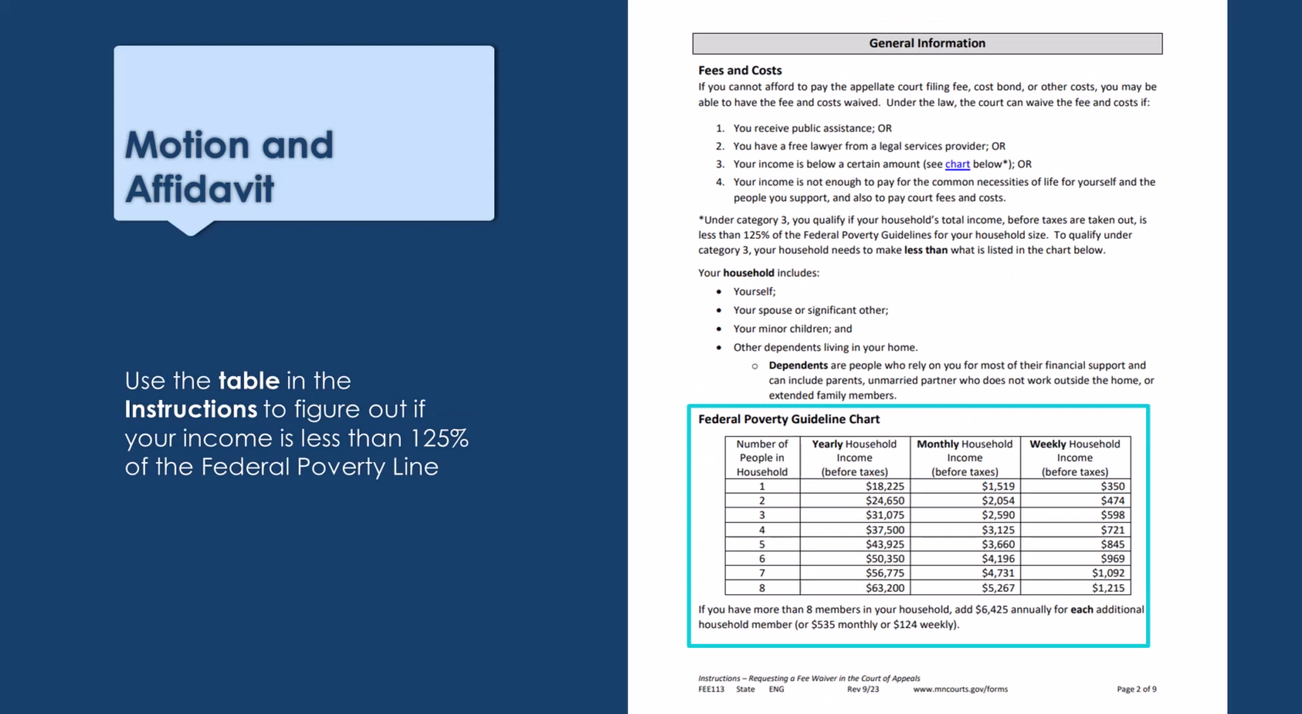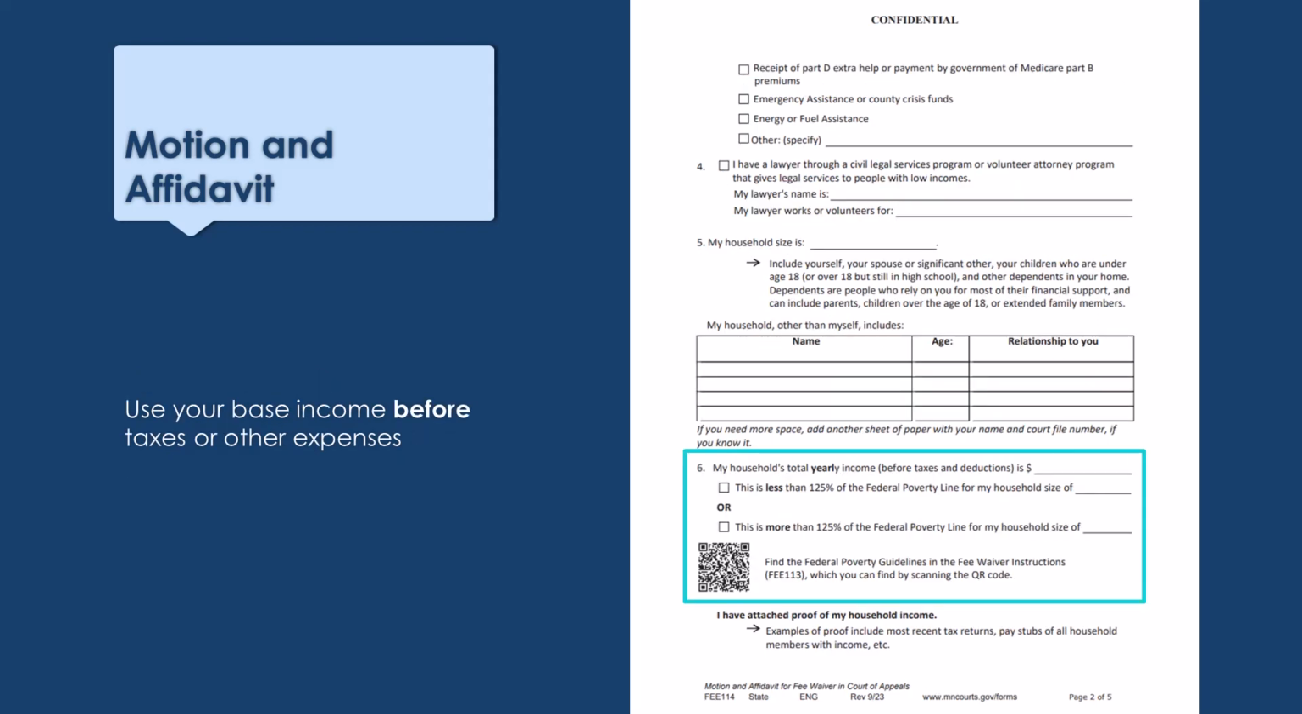Next, you need to specify if your income is more or less than 125% of the federal poverty line. To find out if your income is below the poverty line for your household size, calculated in question 5, look at the table on page 2 of the instructions for requesting a fee waiver. If your income is less than 125% of the federal poverty line, check the first box and fill in the blank with your household size as calculated in question 5. If your income is more than 125% of the federal poverty line, check the second box and fill in the blank with your household size as calculated in question 5.